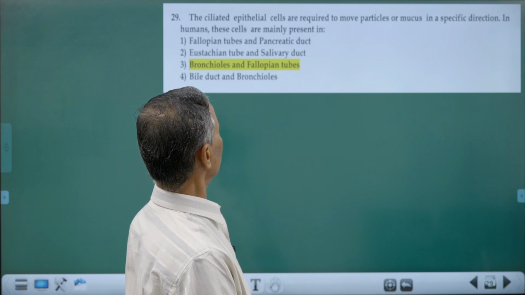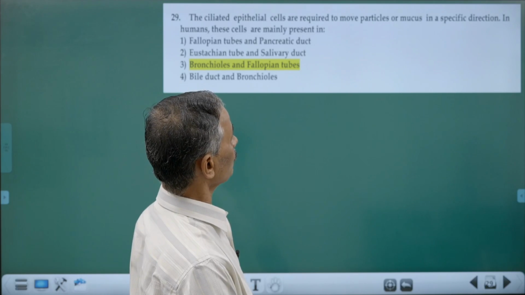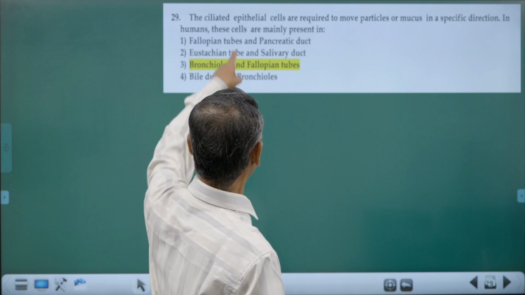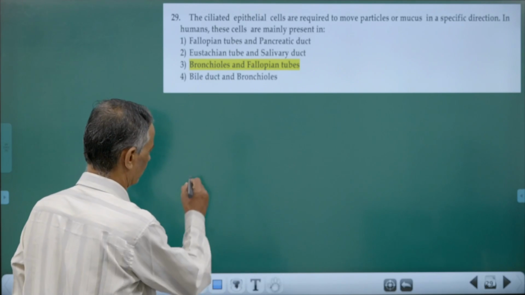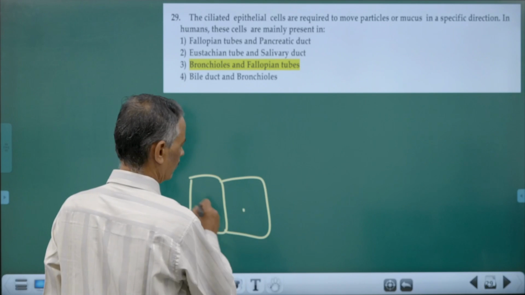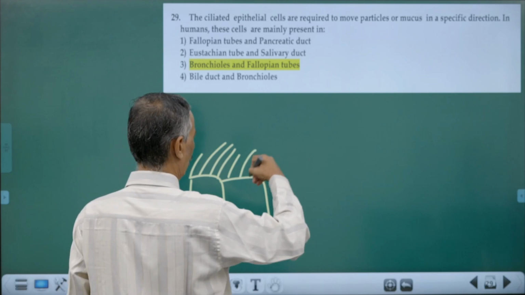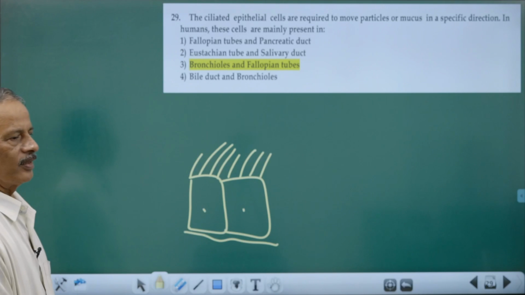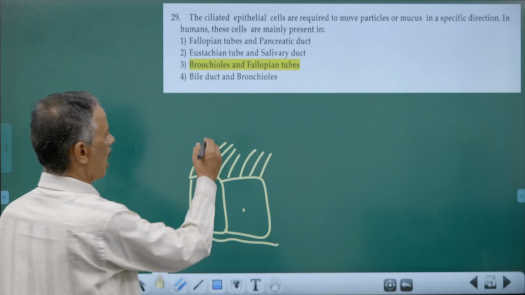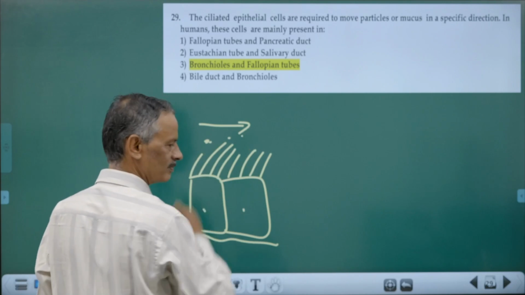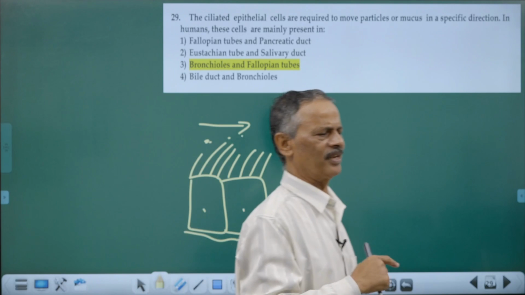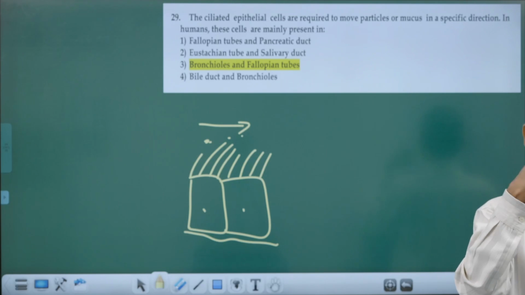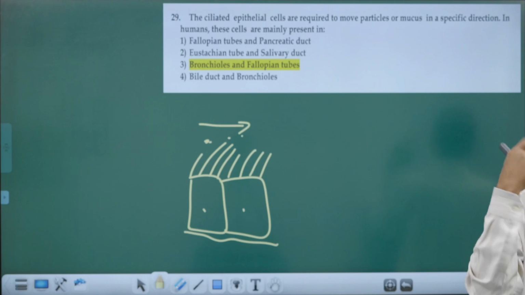The ciliated epithelial cells are required to move particles or mucus in a specific direction in humans. These cells are mainly present... See, in ciliated epithelial cells, these are all either cuboidal or columnar. In the free surface, you will be having cilia, and the synchronized movement of the cilia are helping the movement of something. But where are you having that ciliated in human beings? In human beings, they are present in the trachea, large bronchi.